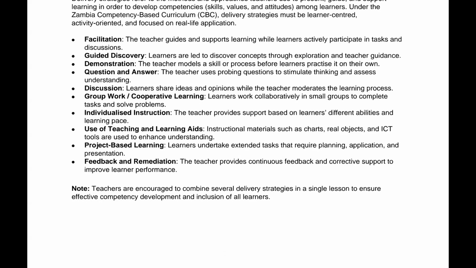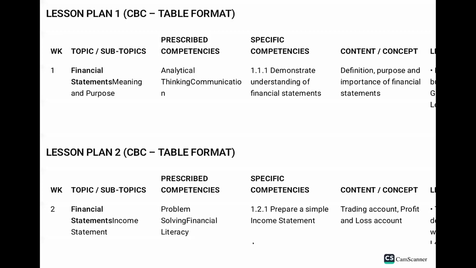Now, here is a lesson plan for you. I've already said that a lesson plan comes from where? From the schemes of work, isn't it? A lesson plan comes from the schemes of work. Here is a lesson plan derived from the schemes of work. It follows the same format as the scheme of work, same everything.